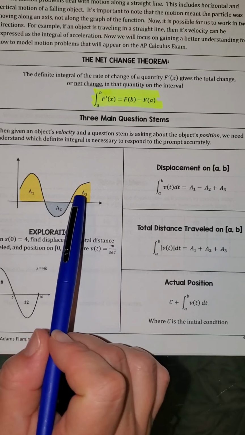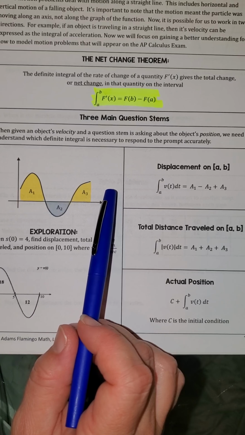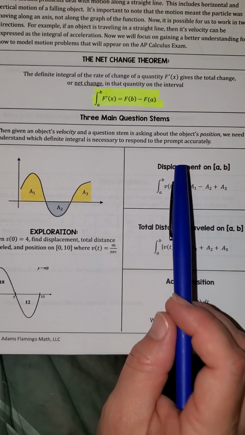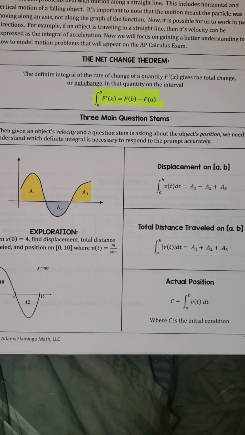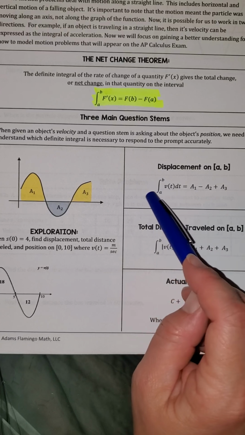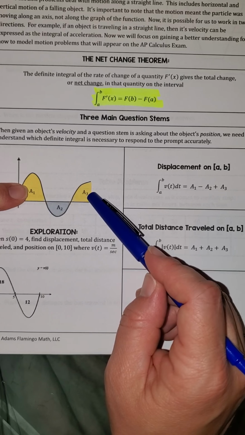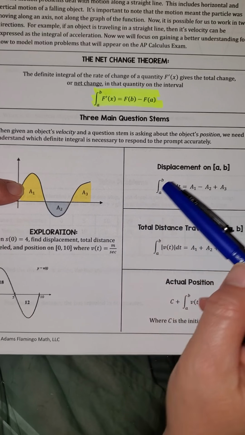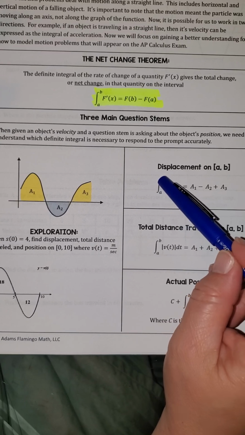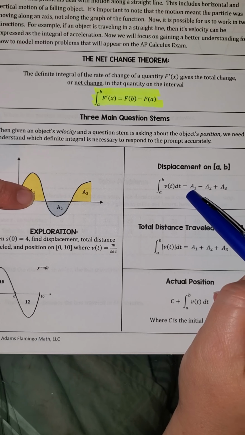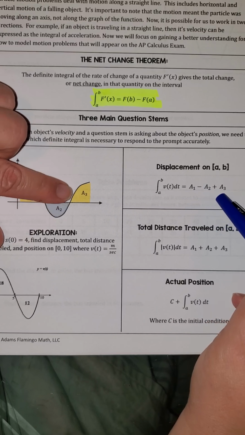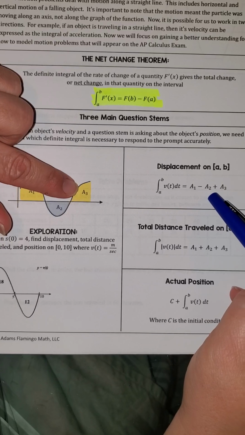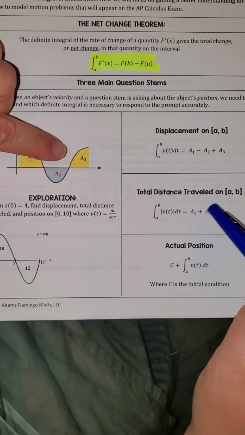So when given an object's velocity, and a question stem is asking about the object's position, we need to understand what definite integral is necessary to respond to the prompts. Okay, so displacement, what's going to be happening when you take the integral? Area 1 and area 3, remember, are positive because they're above the x-axis. Area 2 is negative. So when you take just the integral from A to B, you'll be doing whatever this area is minus whatever this area is plus whatever this area is. It just naturally happens. However, now you can be asked, what's the total distance traveled?